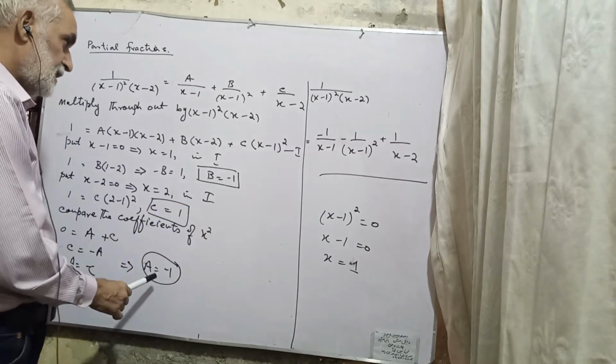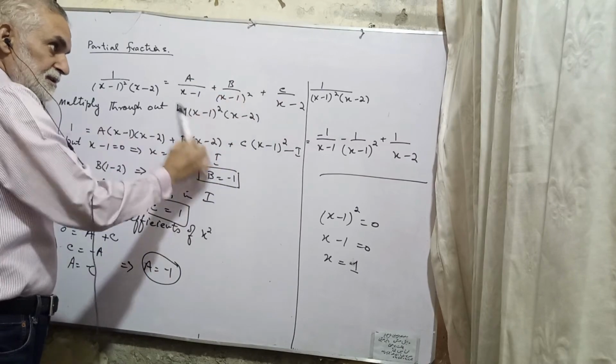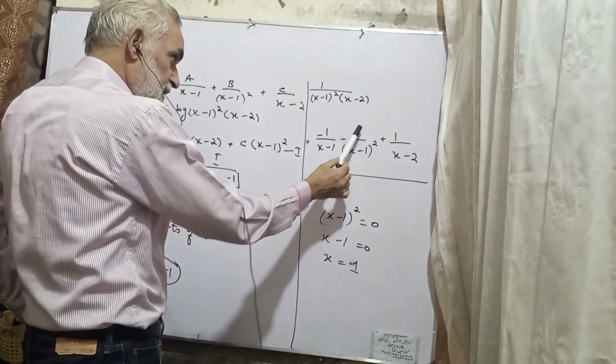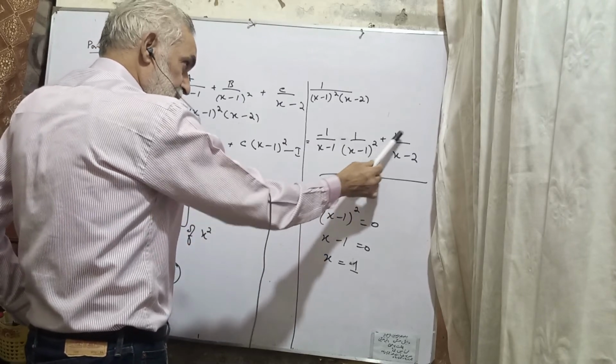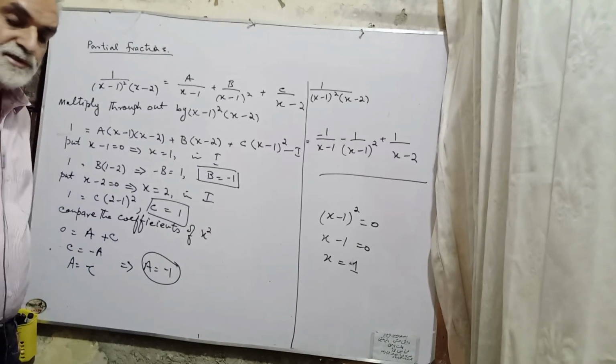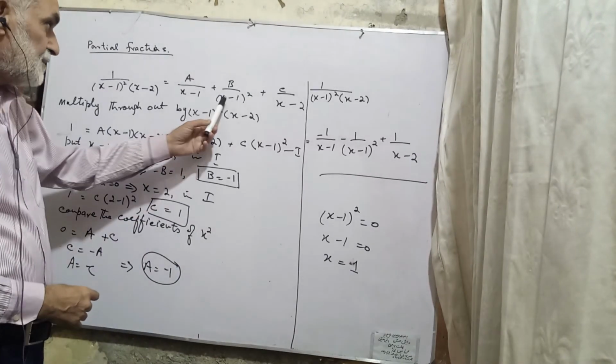We just put these values here, we get the answer: minus 1 over x minus 1, minus 1 over (x minus 1) square, plus 1 over x minus 2.